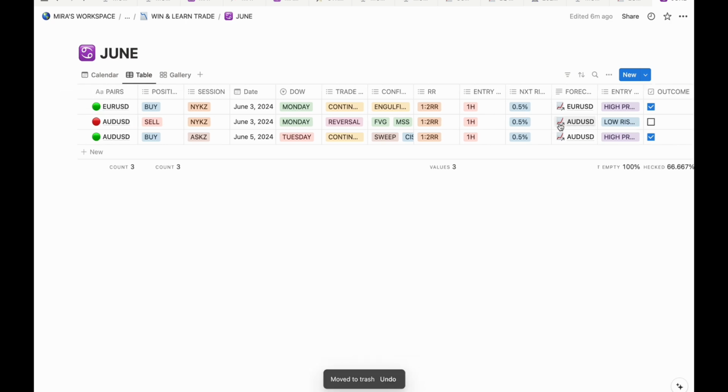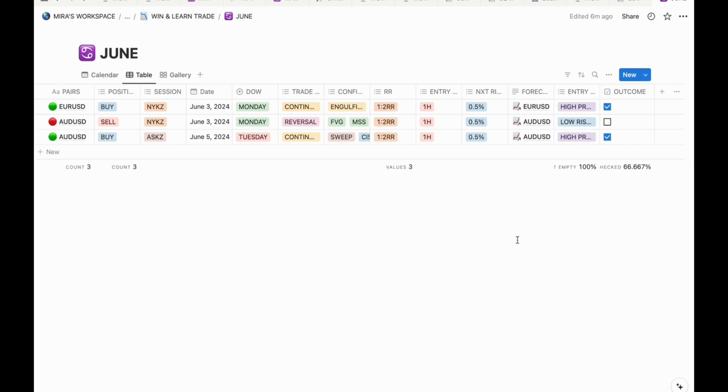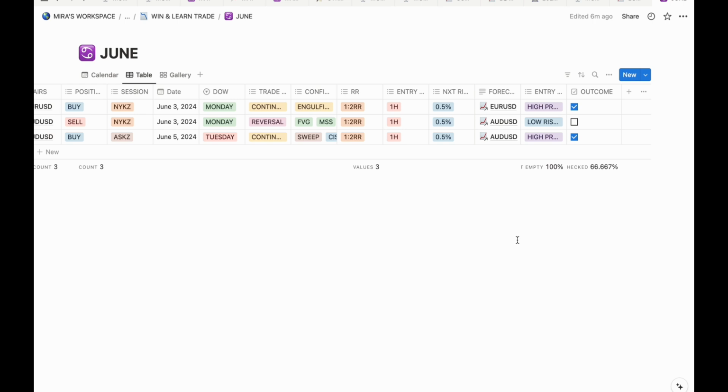That's to understand that it's over a series of trades, like out of 10 trades or out of 20 trades, how many were a win and how many were a loss. That's how you get your win rate, by ticking this.